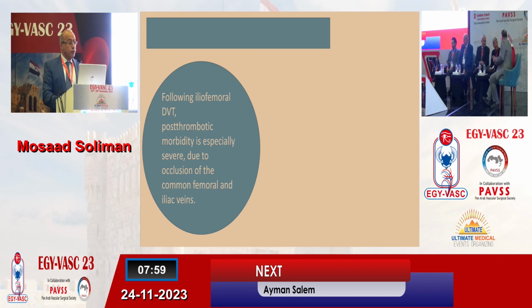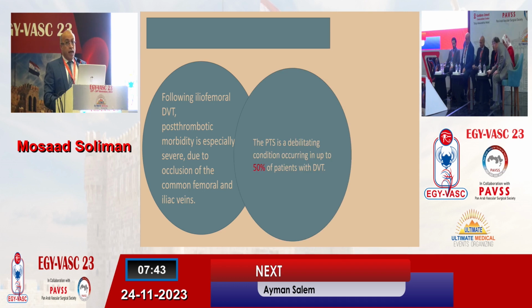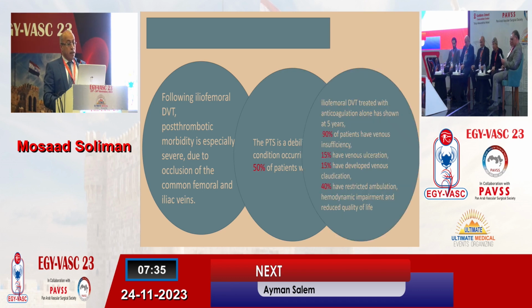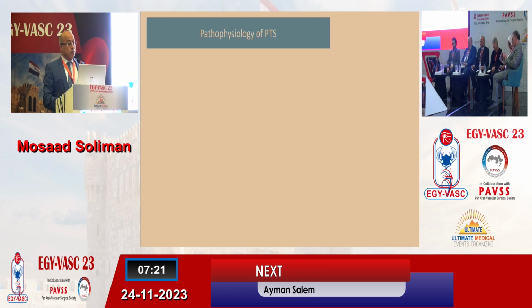As we look at the severity of iliofemoral DVT, we will find that it carries a very high risk, especially when the occlusion involves both the iliac and the femoral, the common femoral system. And this debilitating PTS could happen in around 50% of individuals, leaving around 90% of them with venous insufficiency, 15% with ulceration, 15% with venous claudication, and 40% with impaired quality of life.